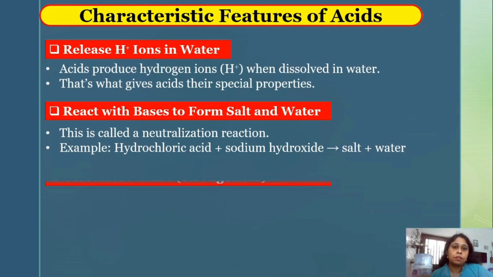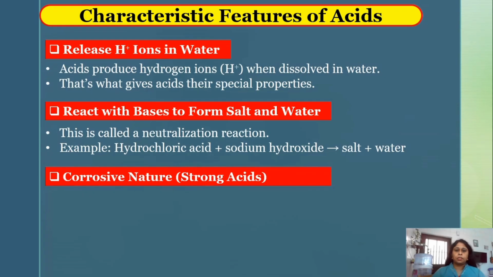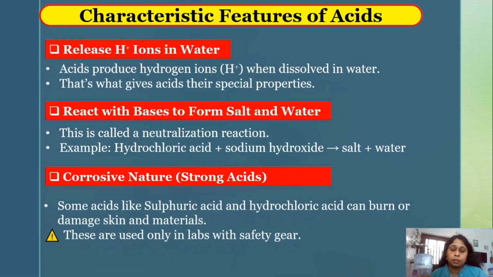The next characteristic feature is corrosive nature. Basically all strong acids are corrosive, for example sulfuric acid and hydrochloric acid. If we use them without proper instructions, they can damage or burn our skin and other materials. So whenever we are using them in the lab, it has to be done with safety precautions.